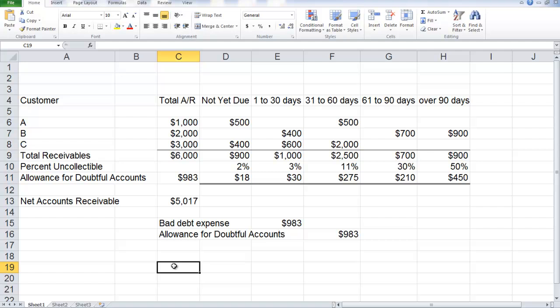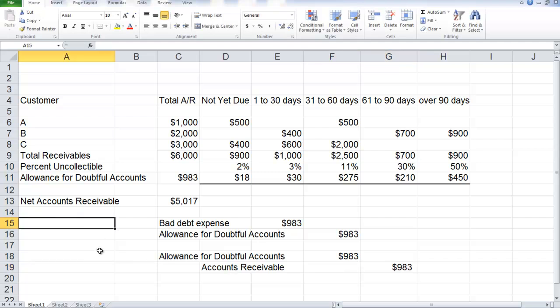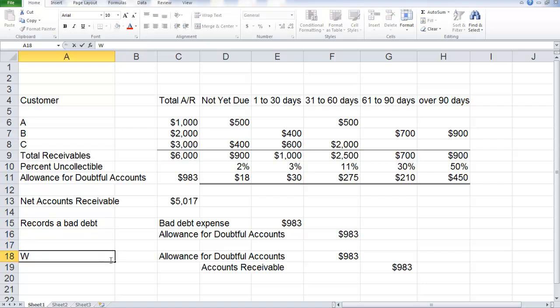Okay, now the last part of this is when the company determines that this $983 will never ever be received for sure, then we want to actually write off this account. And to do that, we want to debit allowance for doubtful accounts, and then we want to credit accounts receivable. So the debit is for $983, and again the credit for $983. So again, the first journal entry records bad debt, and the second journal entry writes off a bad debt.